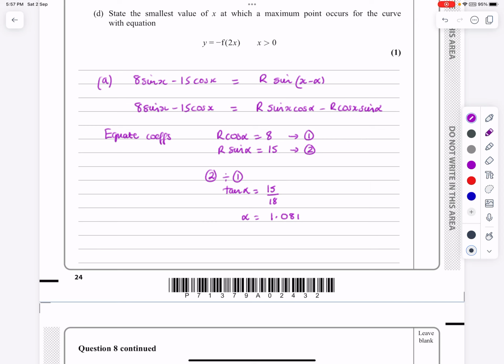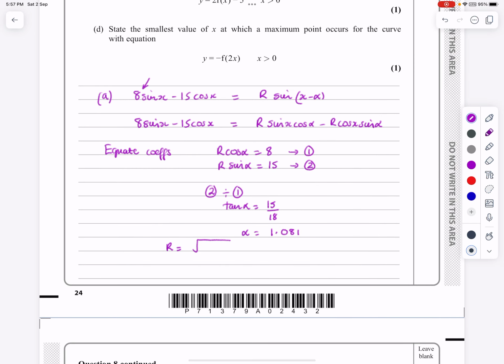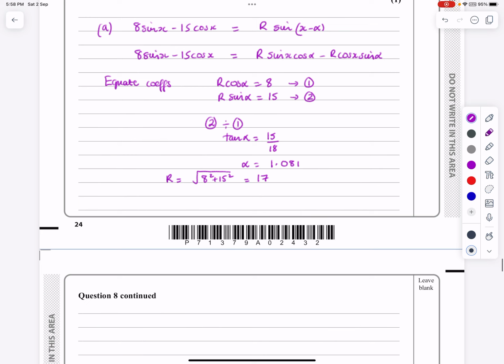1.081. When we're working out R then, again, as I say, you should have done lots of these. It's the square root of this squared plus this squared, 8 squared plus 15 squared. And quite often, like with this one, these choose numbers that almost you should recognise. I know the 8, 15, 17, it's going to be 17, is one of the right angle triangles that I remember, alongside 3, 4, 5 and 5, 12, 13. But you can just work it out. It works out to be equal to 17.